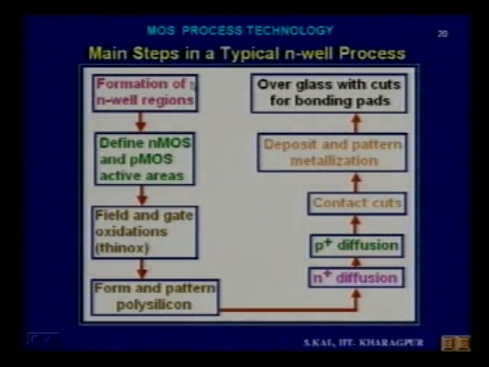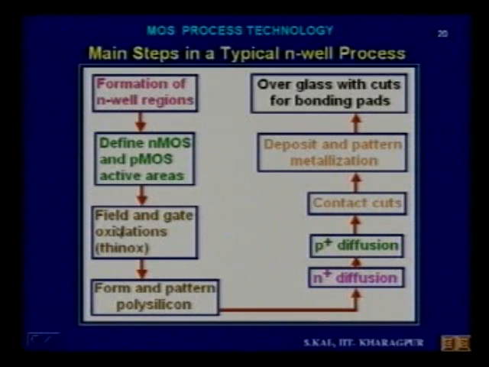Now, formation of NOL regions. First, define NMOS and PMOS active areas. Then field and gate oxidation. Gate oxidation is known as thin ox, that means thin gate oxide. Field is the thick oxide region, that is field oxide. That means after defining NMOS and PMOS active areas, then go for the field oxidation process.